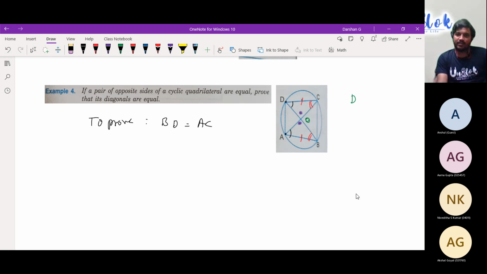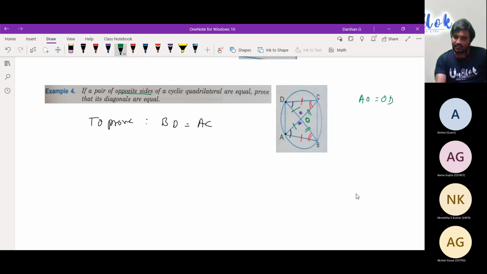That has been given itself. AO equal to OD? Yes, AO equals OD. That's the right one. AO is equal to OD and CO equals OC. Yeah, OC, or CO, is equal to BO.